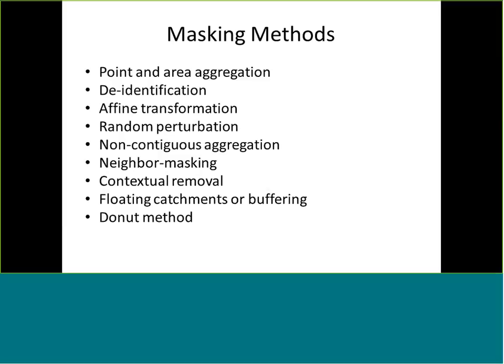We'll look at point and area aggregation, as we just discussed for the Census Bureau, de-identification, affine transformations for data, random perturbation, non-contiguous aggregation, neighbor masking, contextual removal, floating catchments or buffering, and the donut method. And I want to finish with a coordinate-based method that I've recently published.